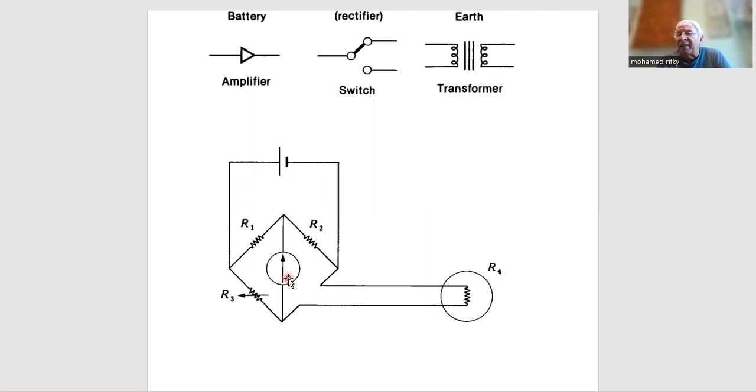What's the meaning of that? That the pointer is always at the 0 point whenever R1 over R2 equals R3 over R4. These 4 arms, you see. So, for instance, I want to know an unknown resistance. Suppose the resistance of a thermometer. You know that thermometers are based on the change of resistance.